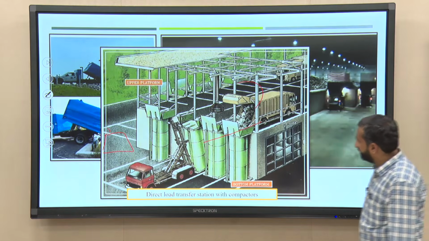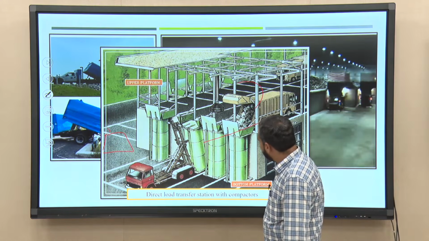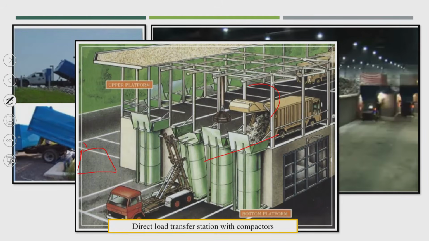Or here you can see these are the different units. So, this is the vehicle and these are the big chambers. So, waste is getting unloaded into these chambers, and these chambers are loaded onto the vehicle. Suppose this chamber is filled completely, this will be loaded onto this vehicle.